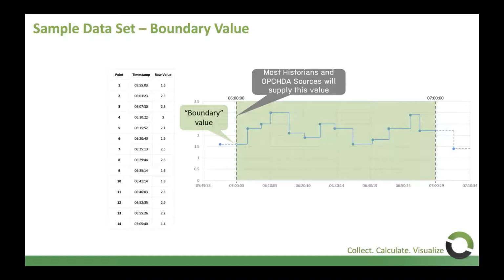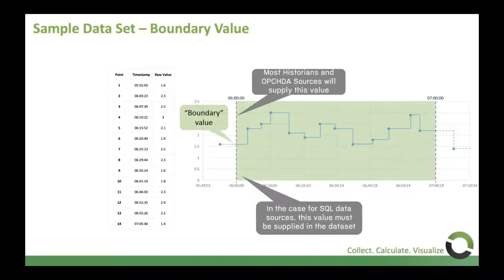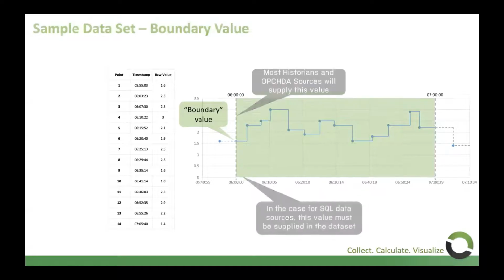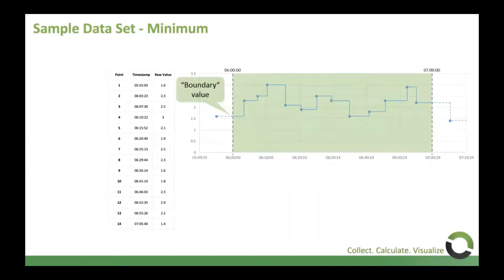If it's a more transactional type of database, like potentially a SQL database that you are querying and getting results from, you need to remember that you need to supply us with that boundary value. So we need to understand what that boundary value is, else some of the aggregation methods will not work. All right, so let's take our data and let's look at our first aggregation method, which will be the minimum method.